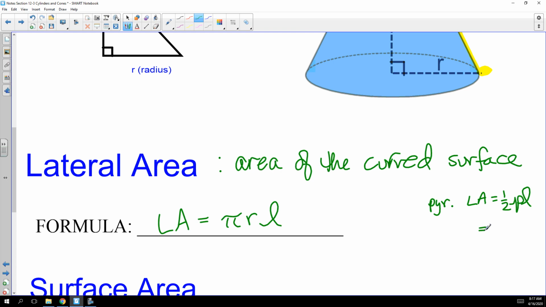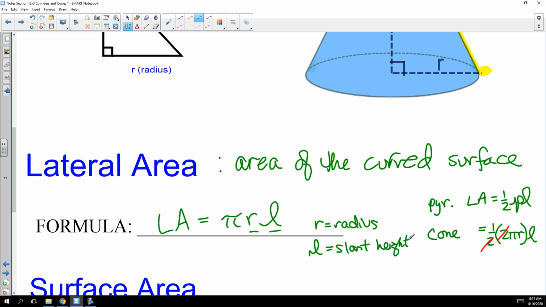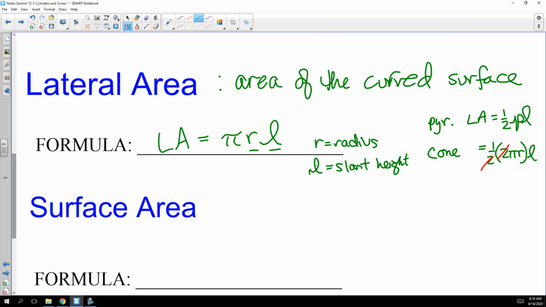Well, for a circular base, we don't talk about perimeter, we talk about circumference. So for a cone, we would say 1/2, and then circumference is 2 pi r times the slant height. And then what happens with the 1/2 and the 2, they cancel out. And so the resulting formula is just pi r L. Remember that r, again, is equal to the length of that radius, and L represents the slant height. Okay? All right. So surface area of a cone would be the sum of the lateral area and the circular base.